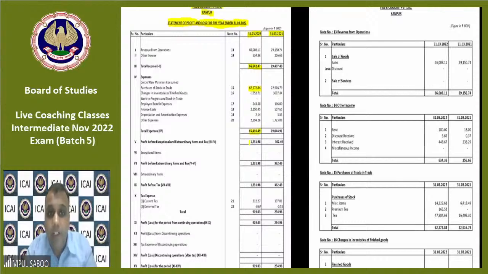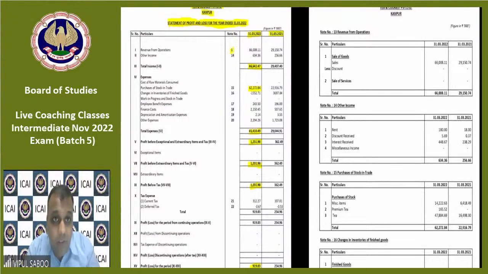Then comes profit, total revenue minus total expenses, profit before extraordinary items and tax, profit before tax, then provision for tax and other tax expenses, profit and loss after tax for the period. And at last, we have the basic EPS and the diluted EPS. This is the statement of profit and loss as given to me by Shyamji for Tea and Cookies Private Limited. Okay.